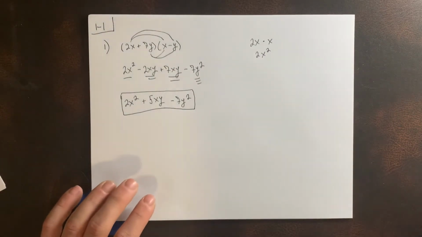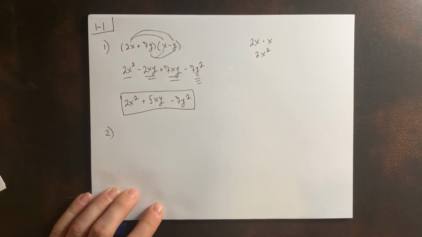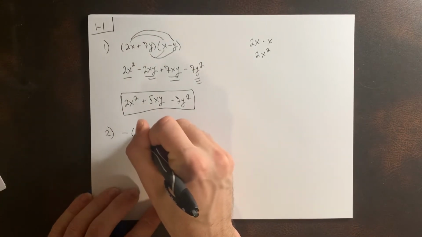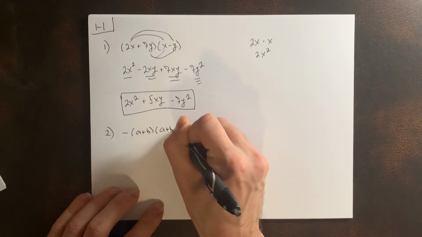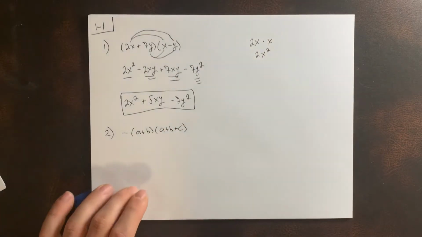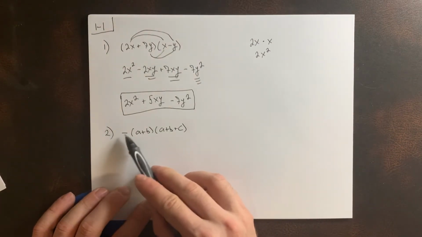Let's do another one, something similar to the part A. So this next problem that we're going to do, let's do minus a plus b times a plus b plus c. So we're still going to do the same thing. We'll take care of this minus sign at the very end.